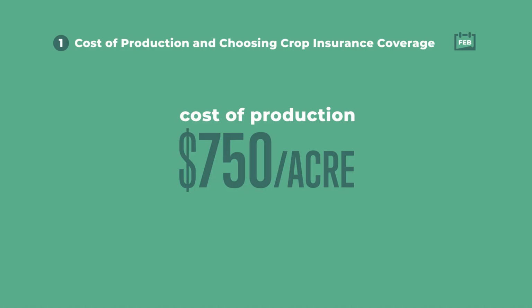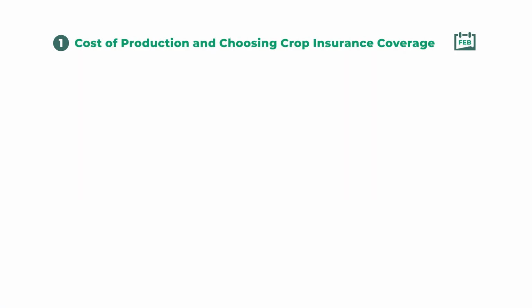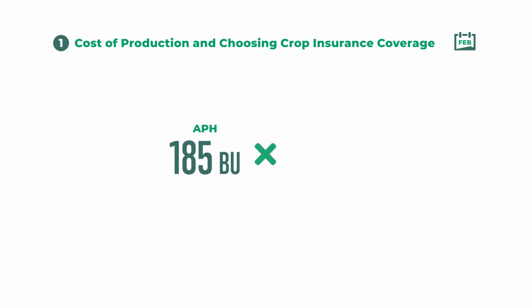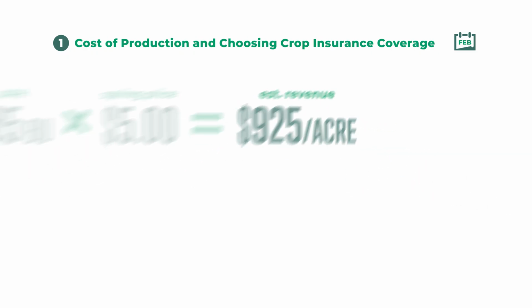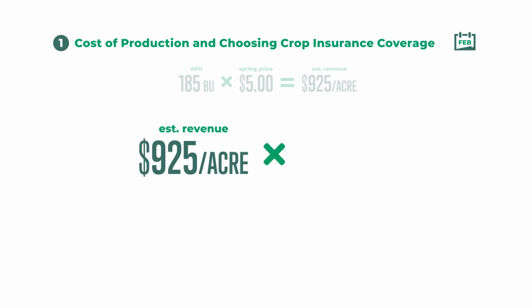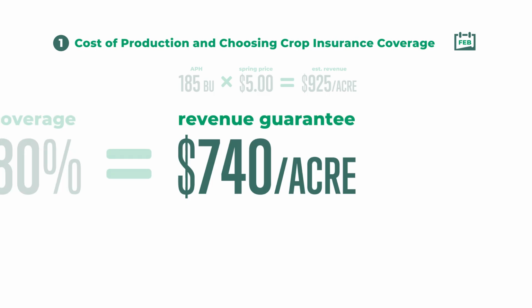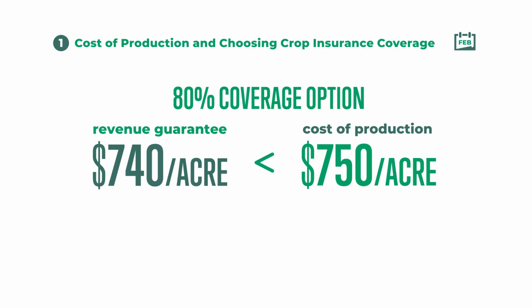Now that you know your cost of production, you can start to determine your insurance coverage level. This farm will use an annual production history, or APH, of 185 bushels and multiply that by a spring futures corn price of $5, giving an estimated value of $925 per acre. To ensure your operation has adequate coverage, you can multiply this estimate by different coverage percentages to calculate your revenue guarantee. For example, 80% coverage would represent $740 per acre of minimum revenue guarantee. As you can see, this doesn't quite cover your estimated cost of production.